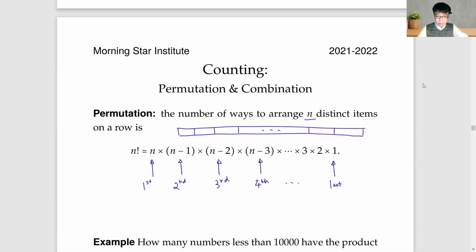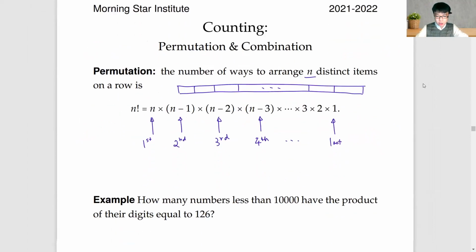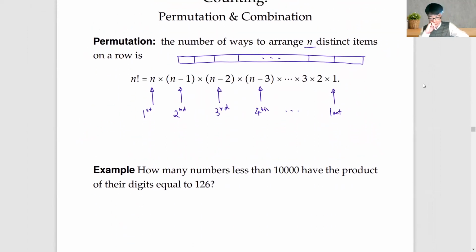Now let's do an example based on this permutation. How many numbers less than 10,000 have the product of their digits equal to 126? Basically, we have some number with a couple of digits. We multiply these digits, and the product equals 126. How many such numbers are less than 10,000?